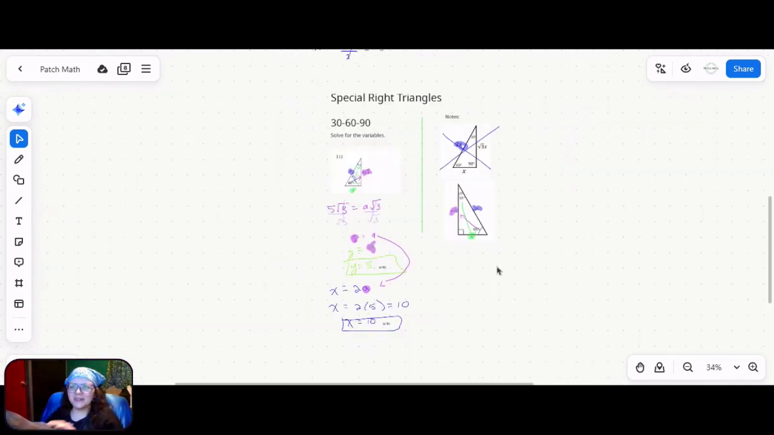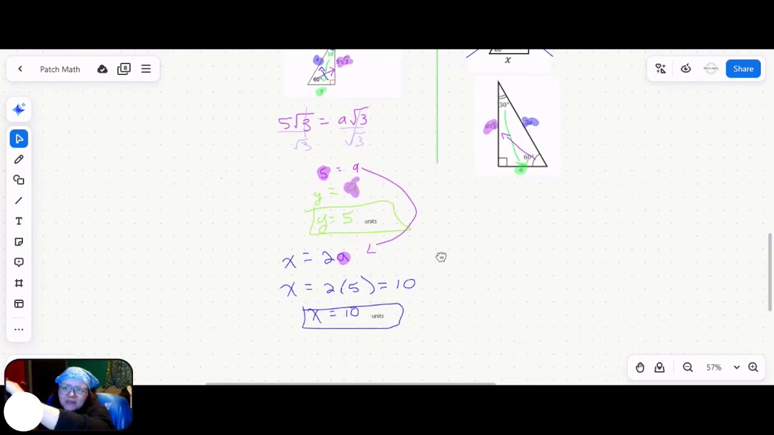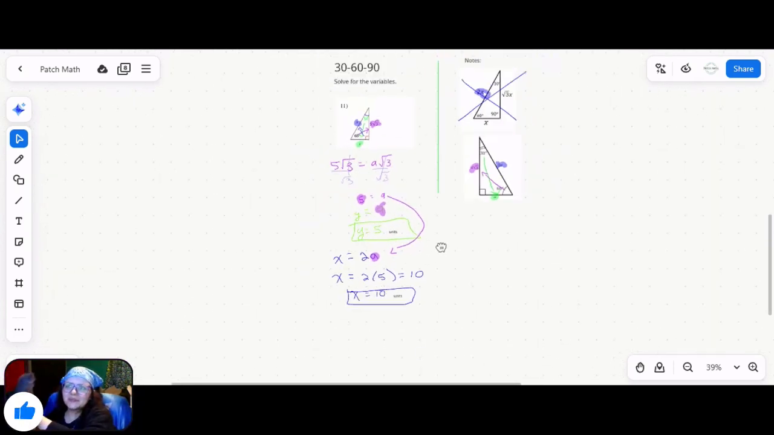And there you have it. Special right triangles, 30, 60, 90 triangles, where we find unknown side lengths.